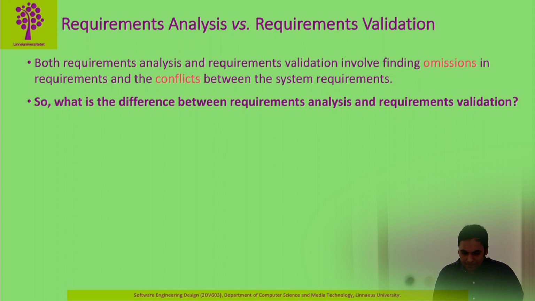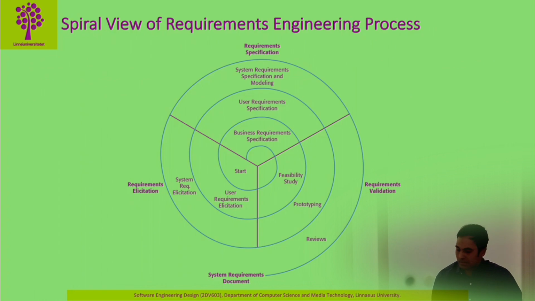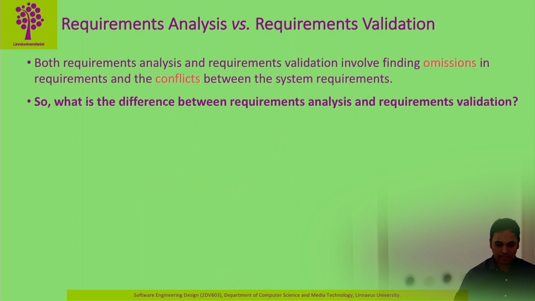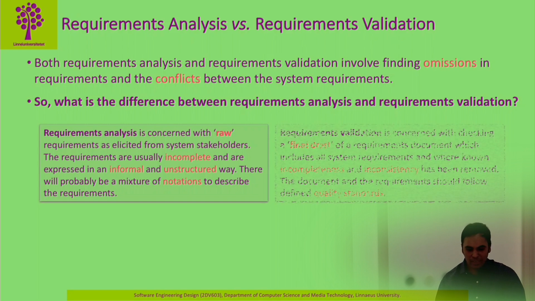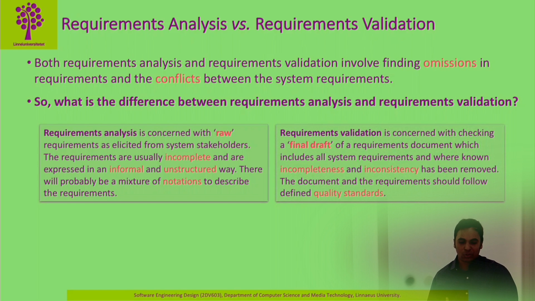It's kind of tricky. If you remember the picture here, requirements validation is done mostly in the later phase, and requirements analysis is done in the earlier phases. In these earlier phases, requirements are incomplete, they are raw requirements, they can have problems, they are unstructured, and they can also be written in an informal way. So when you are doing requirements analysis, you are dealing with requirements that are not really well written. But when you are doing requirements validation, now you have more complete requirements. You have identified incompleteness or inconsistencies within the requirements, and you remove them.